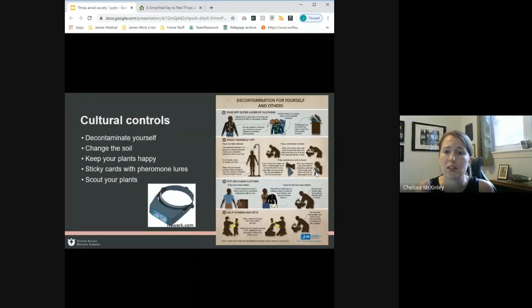It's also important to scout your plants, especially when you get new plants into your collection, because that's when you could be bringing in a lot of potential diseases and pathogens and pests. So when you get a new plant in, unpack it away from your other plants and take a close look at it. If you have a hand lens or a magnifying visor, I like using this magnifying visor at work. Makes me look really nerdy, but it's also super nice to use.